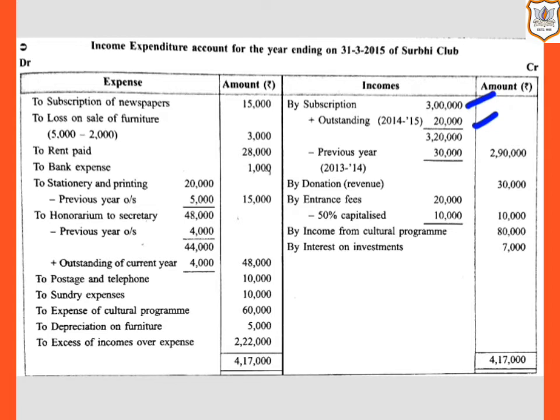Now 30,000 will be deducted as it is the amount of the previous year. So it will not be disclosed here in this year, because in the income and expenditure account, we will show all the amount related to the current year. So by deducting, we will get 2,90,000 in the outer column.